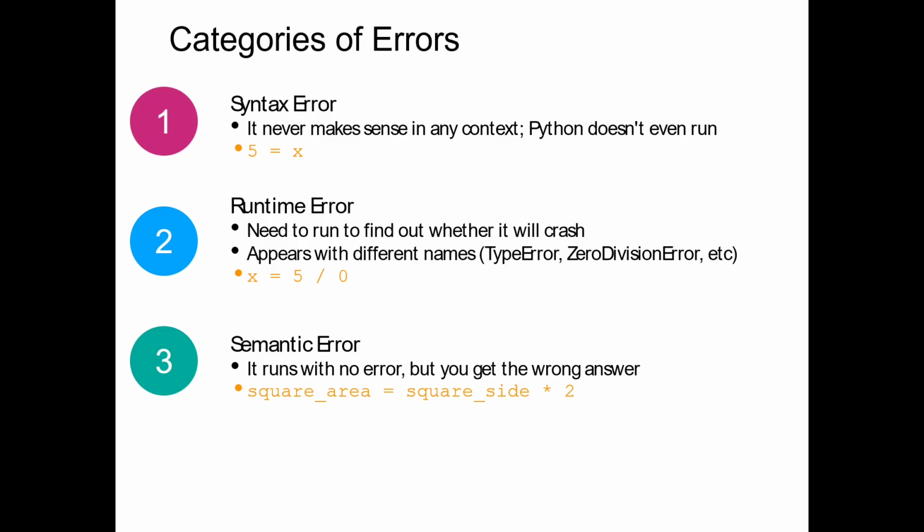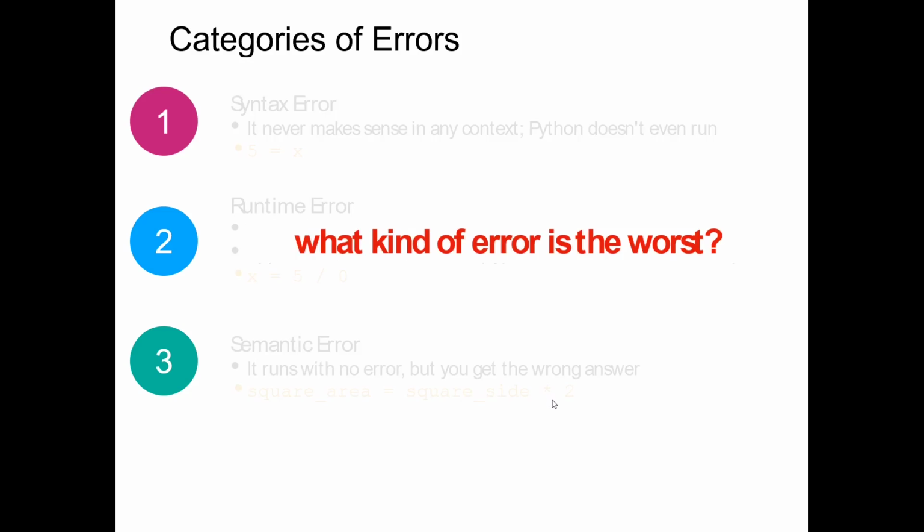Here's another one. Square area is equal to square side times 2. We're trying to compute the area of a square. So I take the length of the side, I square it, but in this case I haven't squared it, I multiplied it by 2. To fix that, I would need another star. All right. I want to ask you guys the question. Which one of these 3 kinds of errors is the most bad?